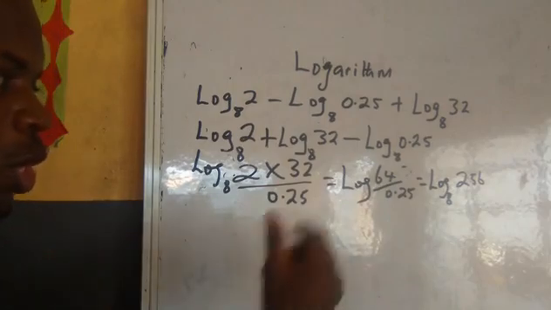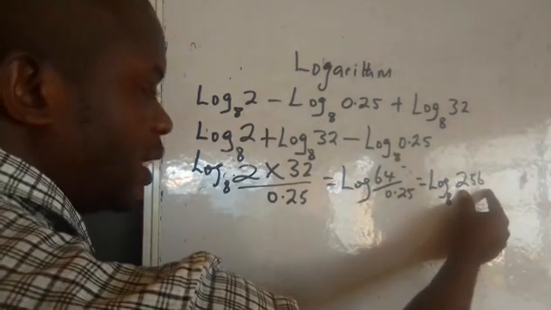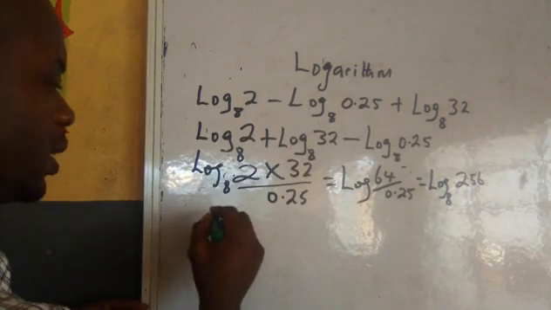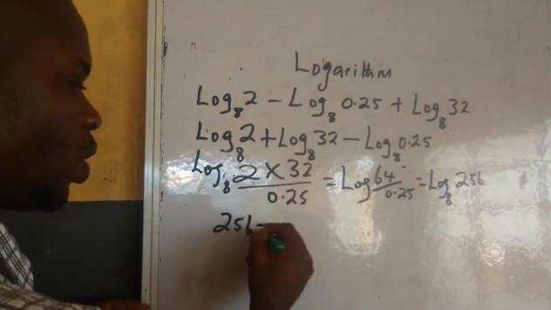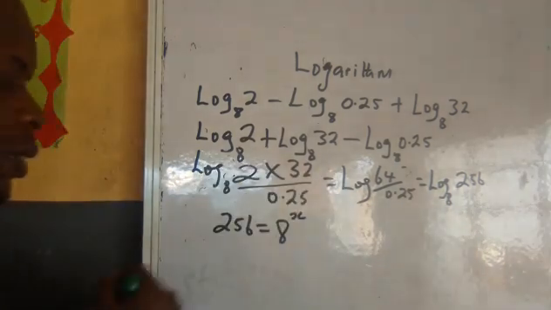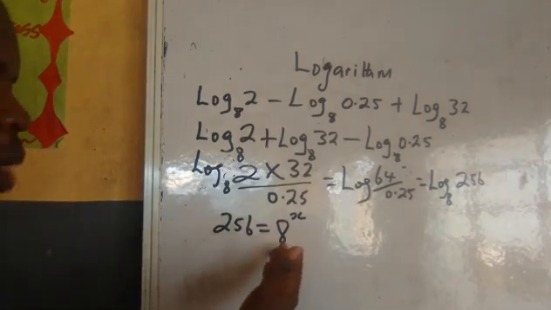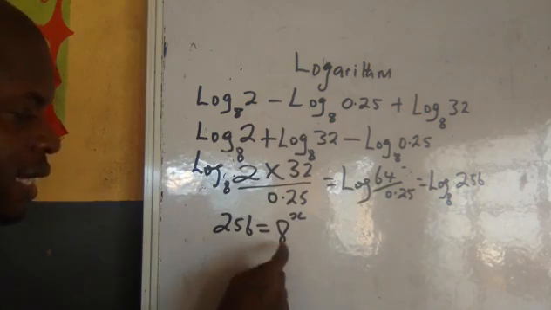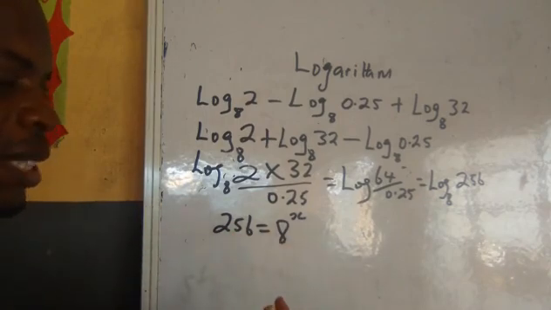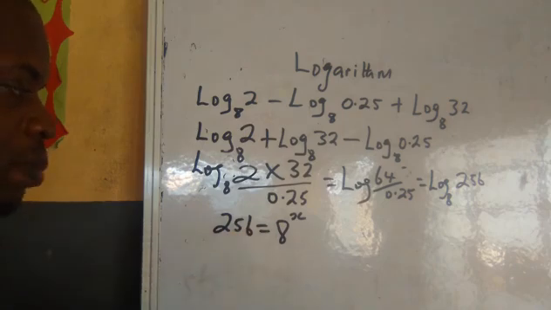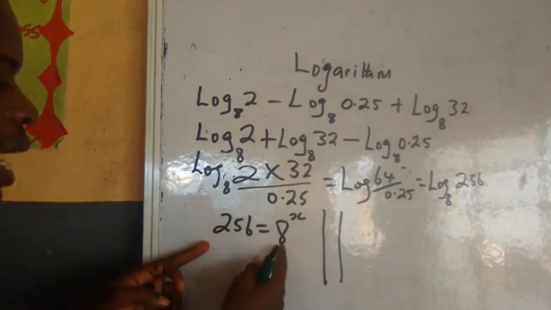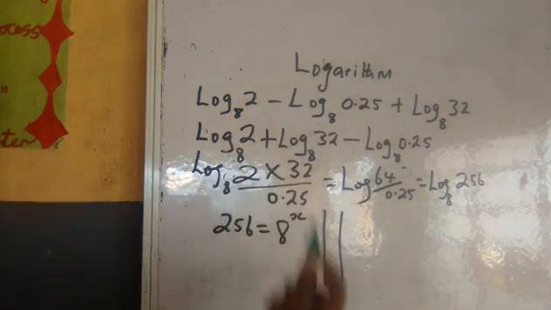If you watched our previous video on how to work on the indices, that's the first video on logarithm. You bring this down, then I will say that 256 equals 8 raised to power x. Then in how many ways can I ensure that the value here and the value here have the same base? How can I make them have the same base? I can take this one to 2 raised to power 3.